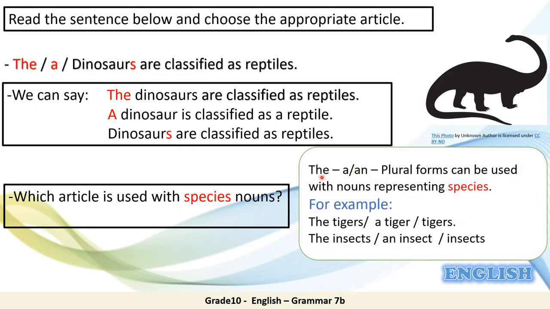So, the, a or an, plus plural forms can be used with nouns representing species. For example, when you say the tigers, you can say also tigers. You can also say a tiger. Another example, the insects, an insect, or insects.